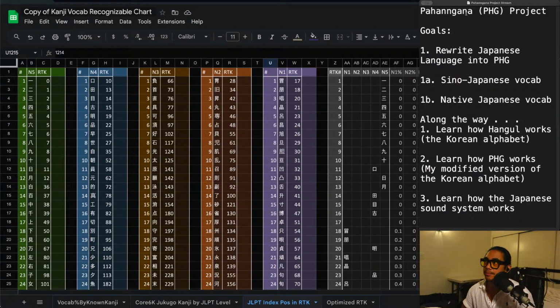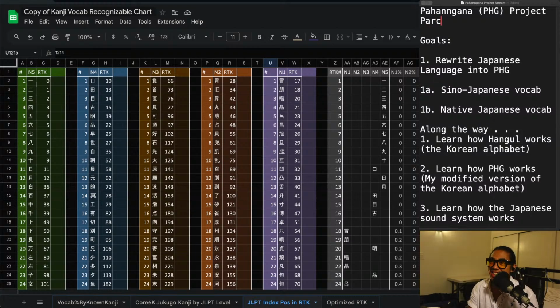So what is this project? The Pahanngana project, the PHG project. What is Pahanngana? It is a mix of three things: Parko, my last name, so Judd Parko, Hangul, and Ghana. Basically, this is a modified Korean alphabet. I'm taking the Korean alphabet and modifying it in order to more accurately represent how sounds work in the Japanese language.